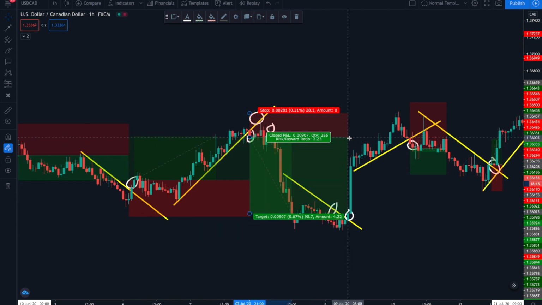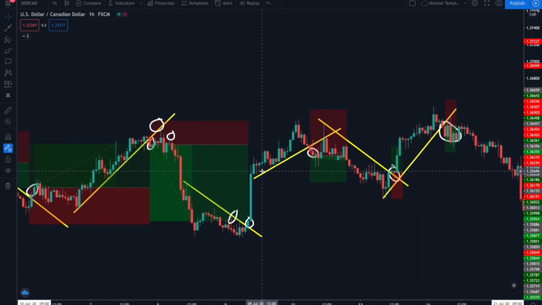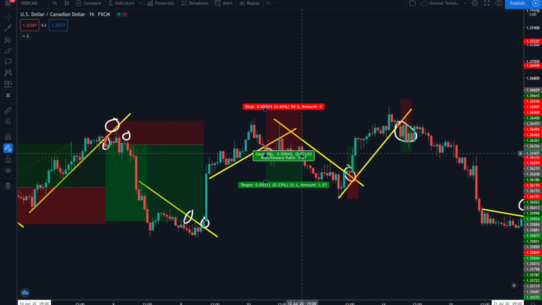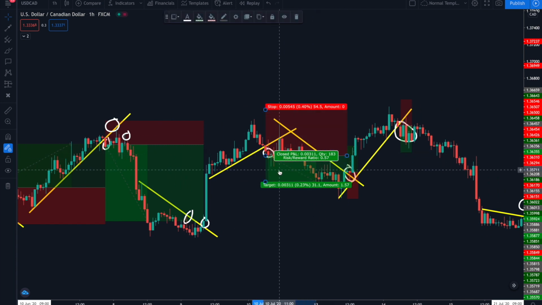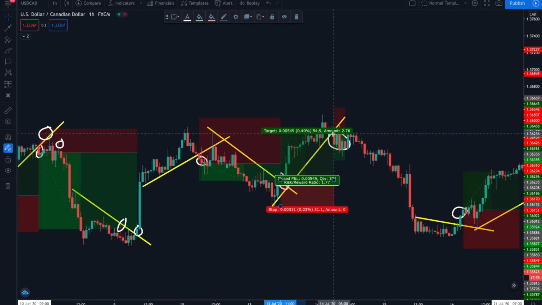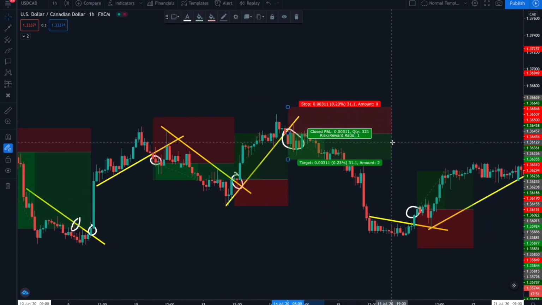Okay. We chose not to enter on this one because we waited for a retest. We will discuss how to manage that here in a little bit. Okay. When do we exit this sell trade right here? Right over here when we enter the next one. All right. So with this strategy, you will always be in a trade. You will always be in a trade.